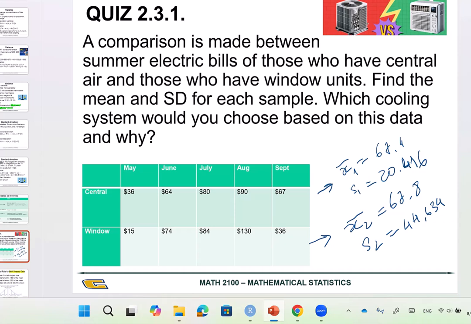So you can see from here that window air has a higher mean, right? Higher mean in terms of the bill. It also has a higher standard deviation. So for sure, we will go with central air, right? Central air had a lower mean, it had a lower standard deviation, which is more stable, right? More stable. It had a low mean.